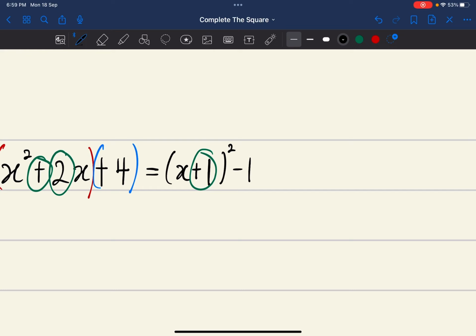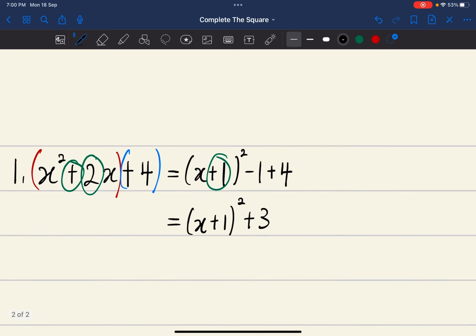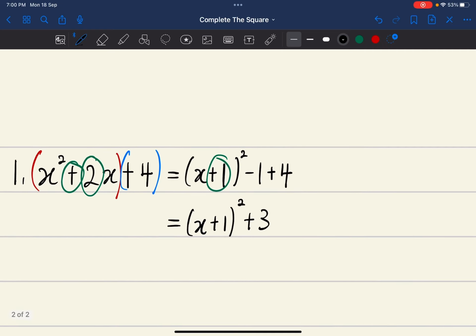So -1. Once that is done, all you need to do is just add the value in the blue bracket. In this case, it's positive 4. So add 4. And in turn, what that gives you is (x + 1) squared plus 3. And this is how you complete the square in its simplest, quickest, and fastest way.